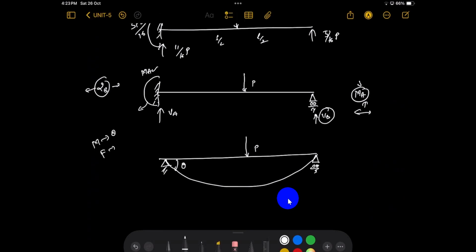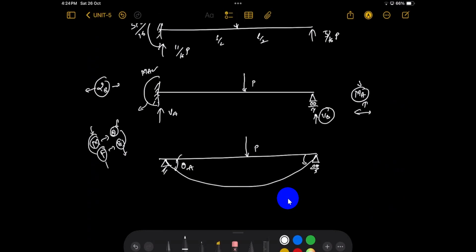For a force, you will get displacement. If you remove the force, you will get displacement. If you remove the moment, you will get rotation. Understand? If you prevent the displacement, you will get a reaction force. If you prevent the rotation, you will get a fixed end moment. Okay. So what is this value?